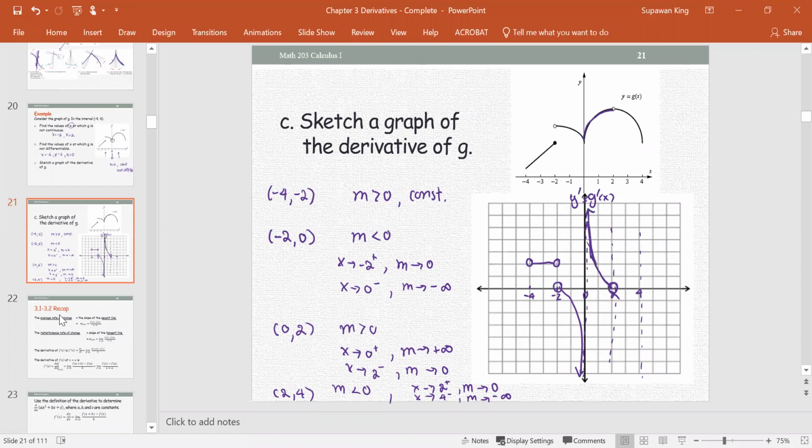Between 2 and 4, on the right side of 2, the slope approaches 0, just starting again right after you take off from the point x equals 2. And then as x approaches 4 from the left, the slope is negative. So it's going to be below the x-axis and coming all the way down as the slope approaches negative infinity as x approaches 4 from the left. So we get the graph of G prime.